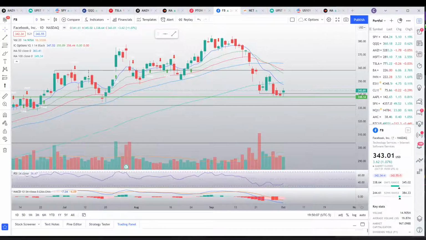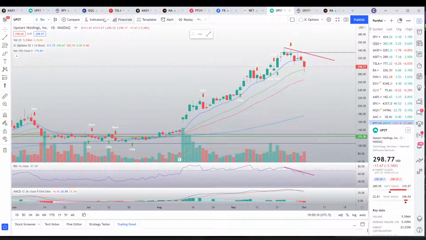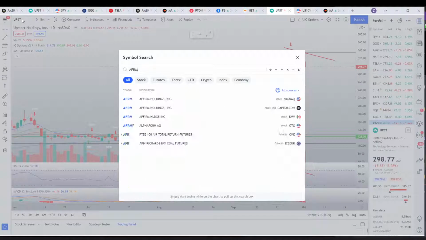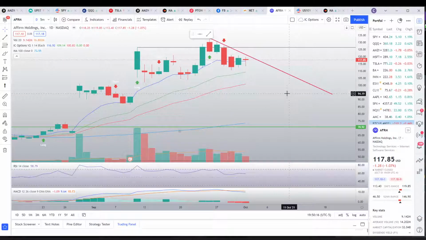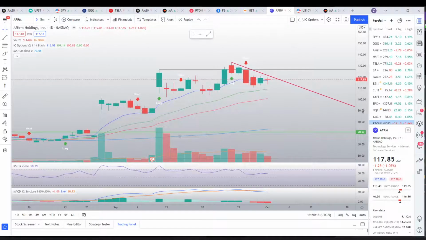Can we look at FIRM too, please? FIRM? You're not taking a trade. I want to know why you didn't take a trade. You didn't take it. FIRM, I have not taken this because it is still on the long side. I have not taken it because it's still in the downtrend right here.